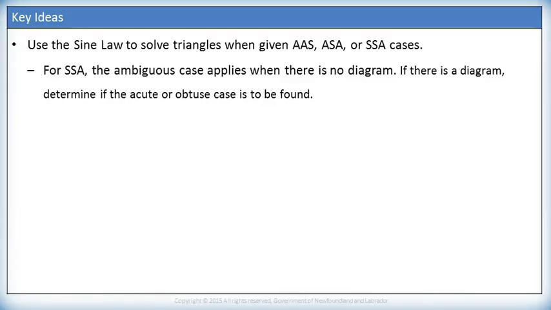Key ideas: use the sine law to solve triangles when you have the angle side, or SSA cases. For the SSA case, the ambiguous case applies when there is no diagram, but if there is a diagram, determine if the acute or obtuse case is to be found.